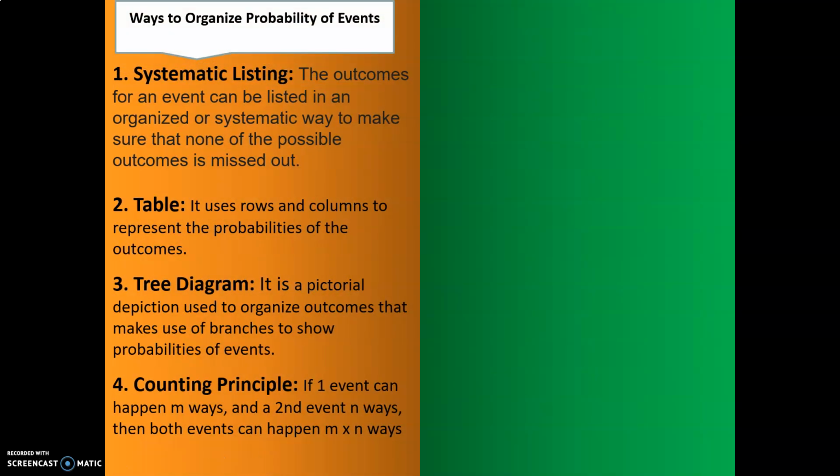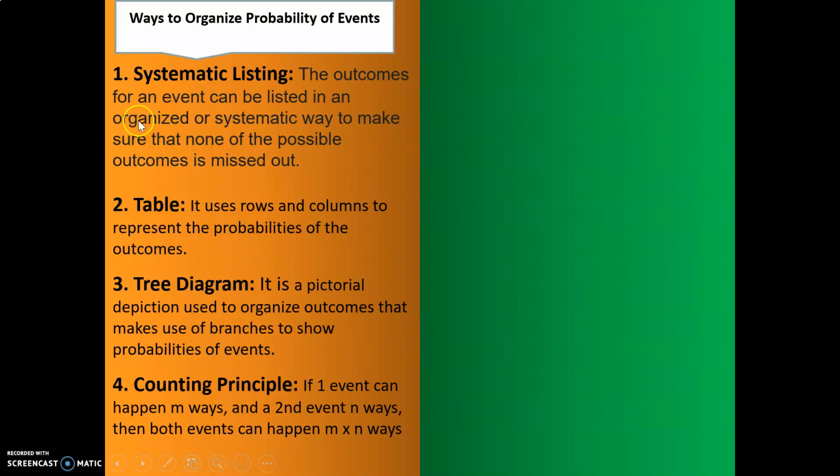There are 4 ways to organize probability of events. We have, first, systematic listing. In this way, the outcomes for an event are listed in an organized or systematic way to make sure that none of the possible outcomes is missed out. Number 2, table. It uses rows and columns to represent the probabilities of outcomes. And number 3, the tree diagram, the pictorial depiction which is used to organize outcomes that makes use of branches to show probabilities of events. It is simply a model of all the different outcomes.